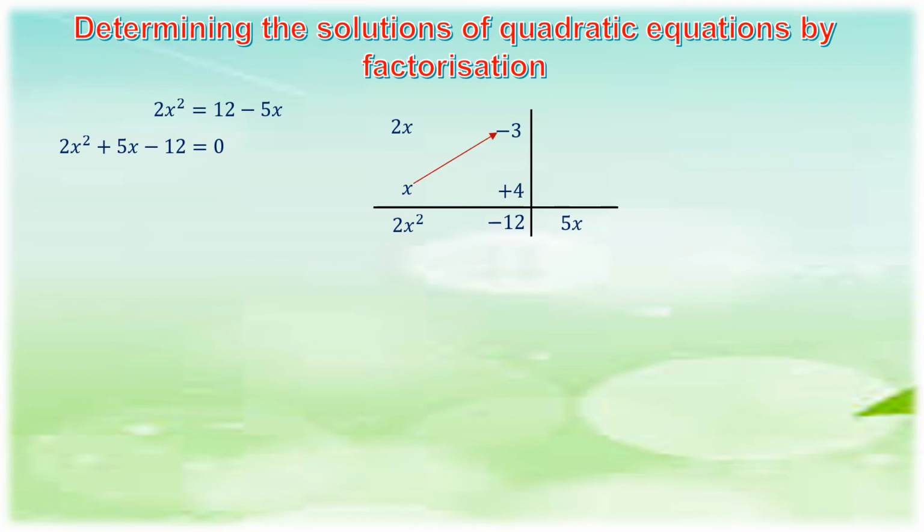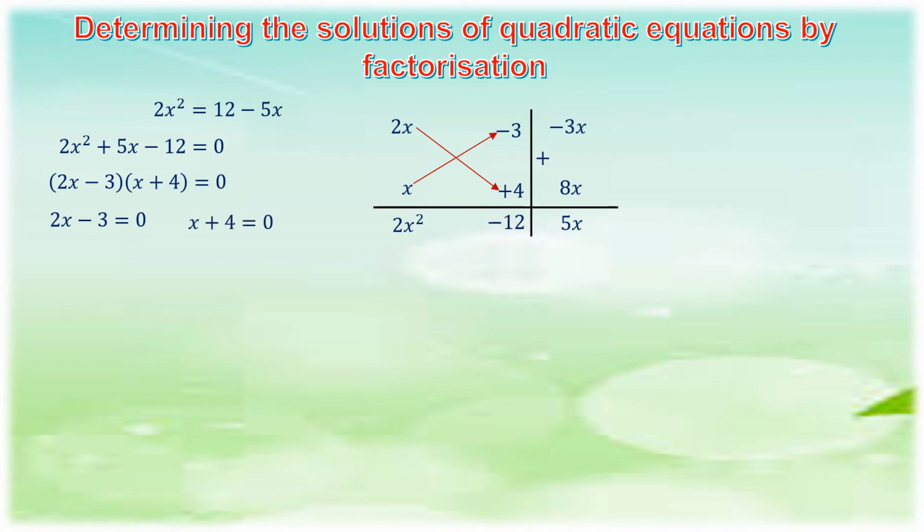Now let us cross multiply. So x times negative 3 would be equal to what? Correct. It will be equal to negative 3x. And 2x times positive 4 is equal to what? Correct. It is equal to 8x. So negative 3x plus 8x is equal to 5x. Therefore, the factors are 2x minus 3 times x plus 4 is equal to 0. And then we are going to equate 2x minus 3 is equal to 0 as well as x plus 4 is equal to 0.